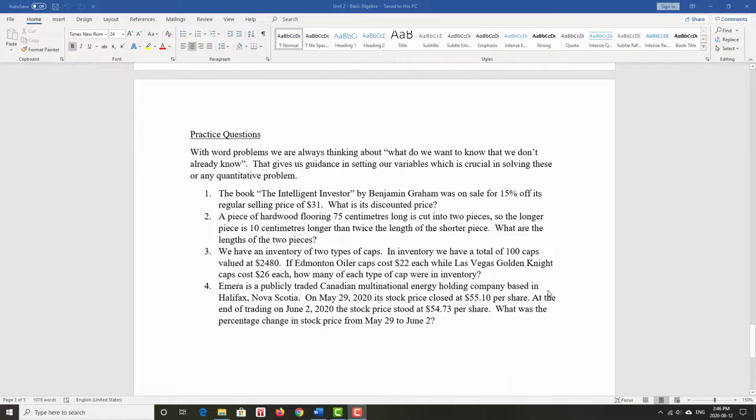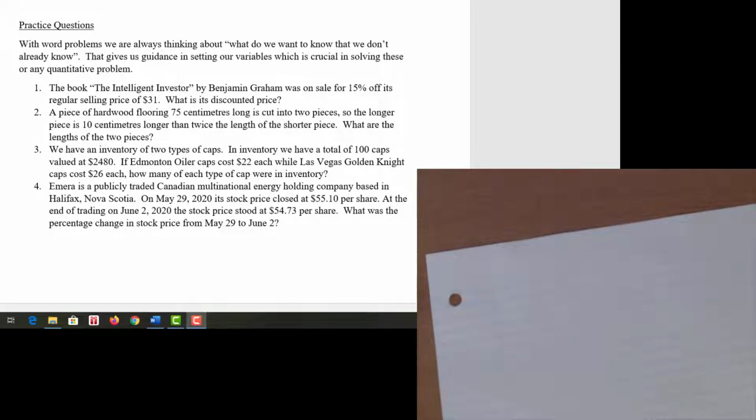Okay, so let us go into some practice questions. Practice problems, and we are going to do a lot of word problems. And with every word problem, what do we start off with? We start off thinking, what is it that I want to know that I don't already know? Because that is our variable. That's step 1. Without that, nothing moves forward. I really need to figure out, what is it that I want to know that I don't already know?